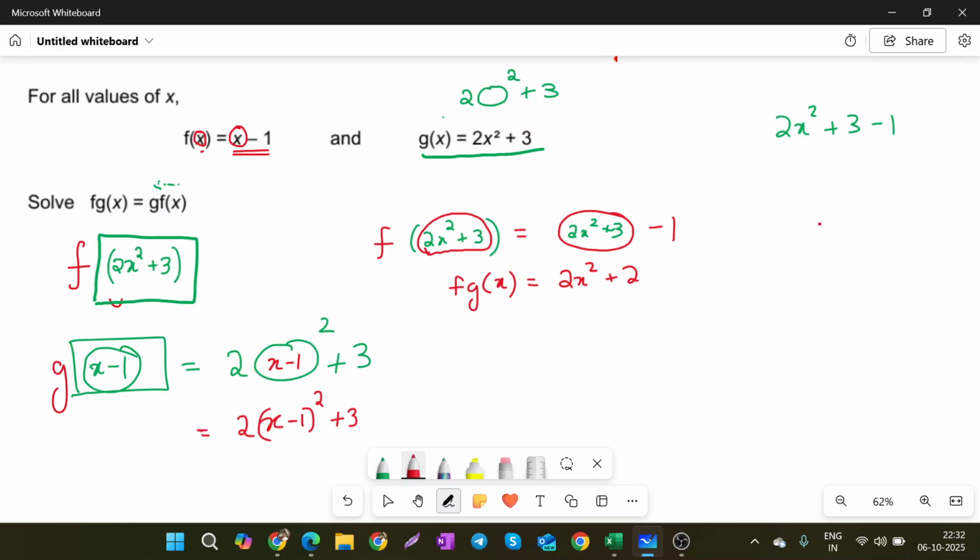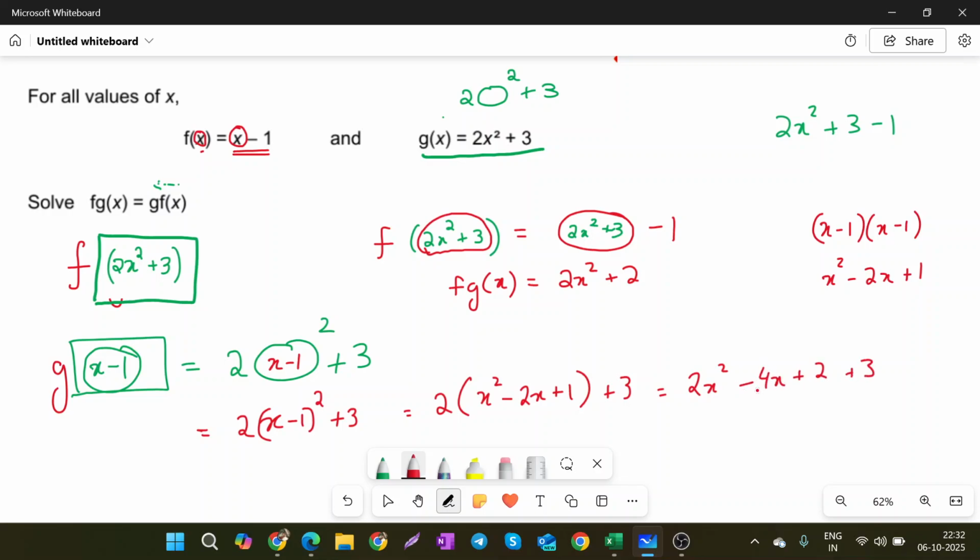Now x minus 1 whole squared would be x minus 1 times x minus 1. So that would be x squared minus 2x plus 1. So we're going to do 2 lots of x squared minus 2x plus 1 and then add 3. That should be 2x squared minus 4x plus 2 plus 3. And then if we simplify it, it becomes 2x squared minus 4x plus 5. And this is the answer for gf of x.